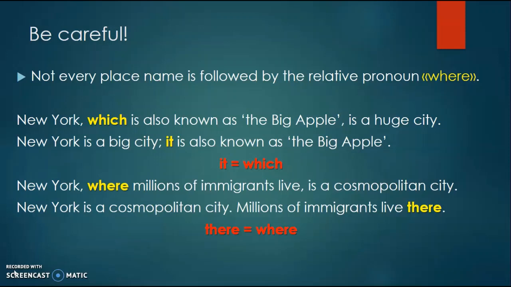Let's take a look at the second one. New York, where millions of immigrants live, is a cosmopolitan city. Here, where refers to there in the second sentence, so we use it in place of there, at that place, in that place, and so on.